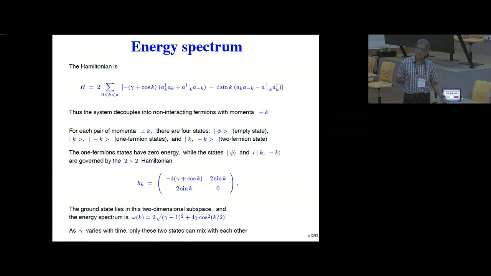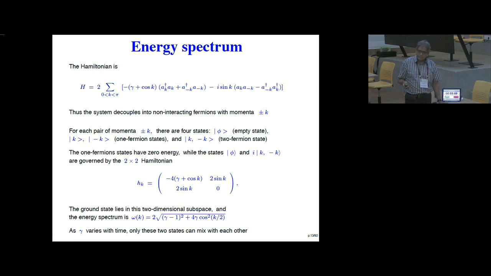Now if you take this Hamiltonian, just look at one particular set of momentum plus minus k, so forget about the sum over k. For this Hamiltonian, you can see that the one fermion states have zero energy, while the states which are empty and two fermions are governed by a 2x2 Hamiltonian given here. And you can work out the energies of this. You'll find that one of them is higher than zero energy, one of them is lower than zero energy.